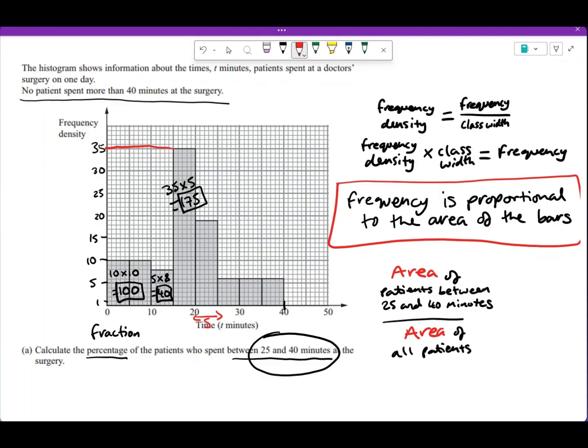And this time our frequency density, if we go upwards, is, I believe, 19. Okay, so we've got 19 going upwards, so therefore we're going to do 5 multiplied by 19, and that's going to give me 95.